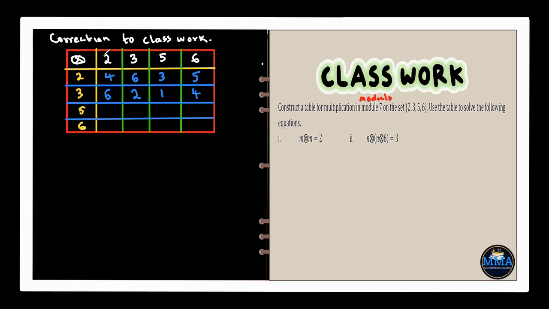5 times 2, 10. If you divide by 7, the remainder will be 3. 5 times 3, 15, divided by 7, the remainder will be 1. 5 times 5, 25. If you divide by 7, 7 can go in 21, so we have remainder 4 here. 5 times 6 is 30, 7 can go in 28, so we have remainder 2 here.